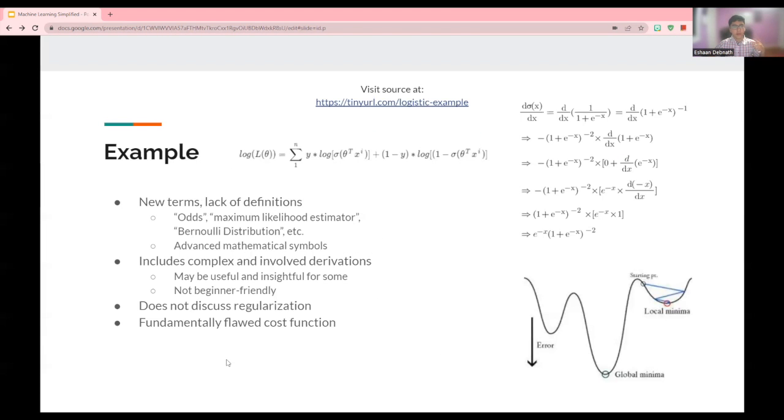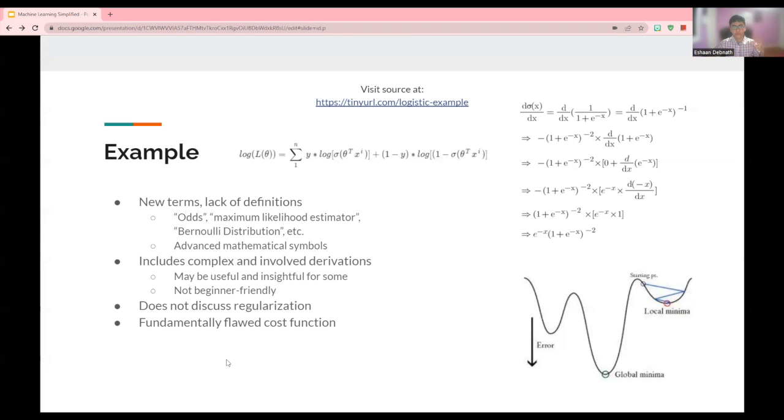Now, I've been talking a lot about articles that are too detailed, but let's take a concrete example. The following example is taken from an article that attempts to explain logistic regression starting from the very basics and is supposedly for beginners. You can visit the article at the shortened URL at the top center. The first problem is that the article uses advanced terminology, such as Bernoulli distribution, as well as advanced mathematical concepts, such as matrix dot products, without explaining them in detail.